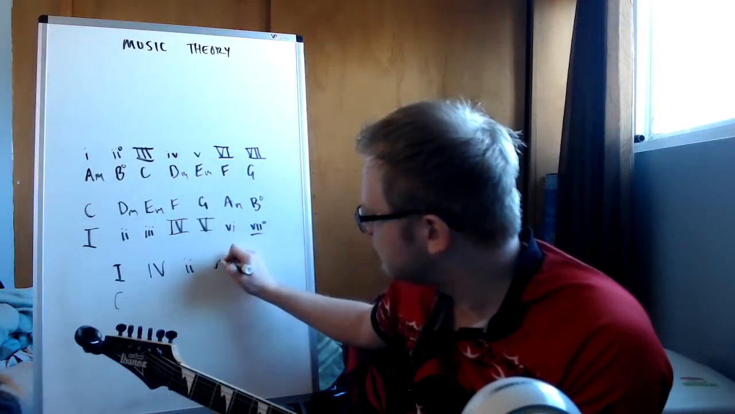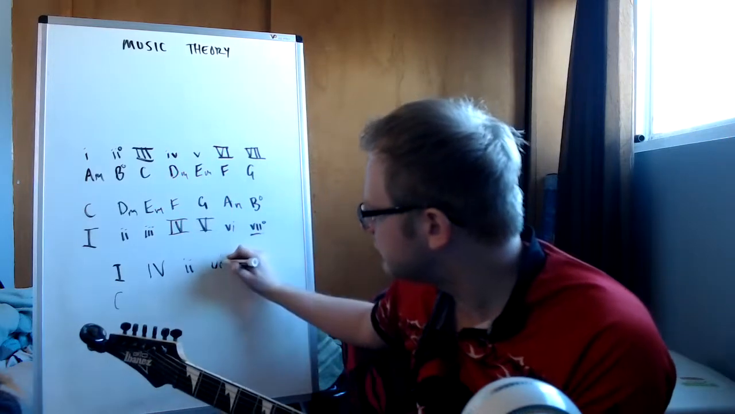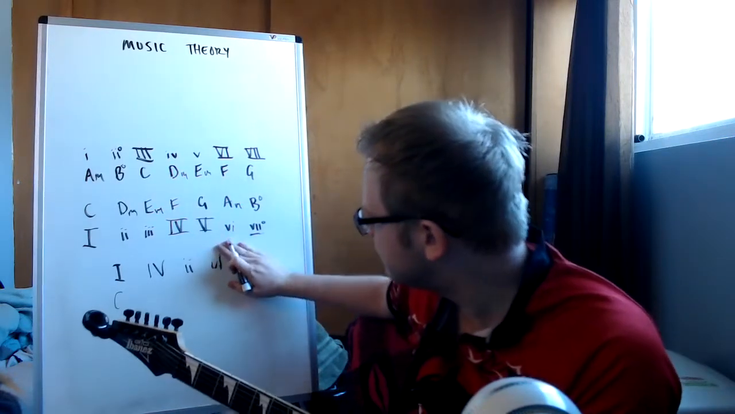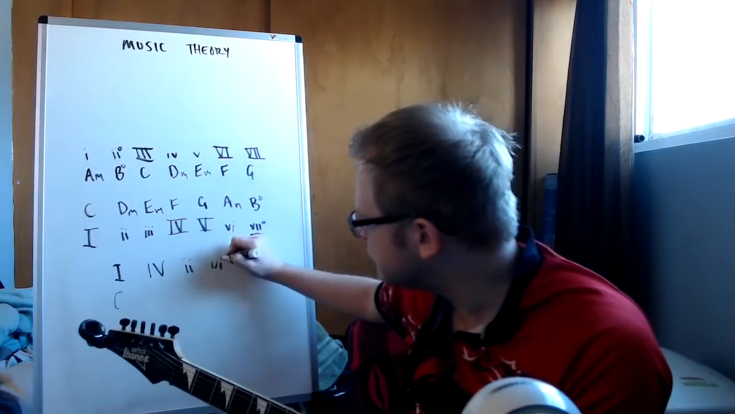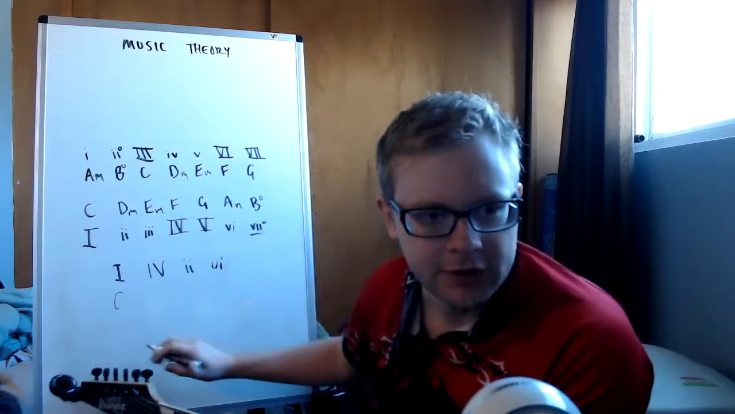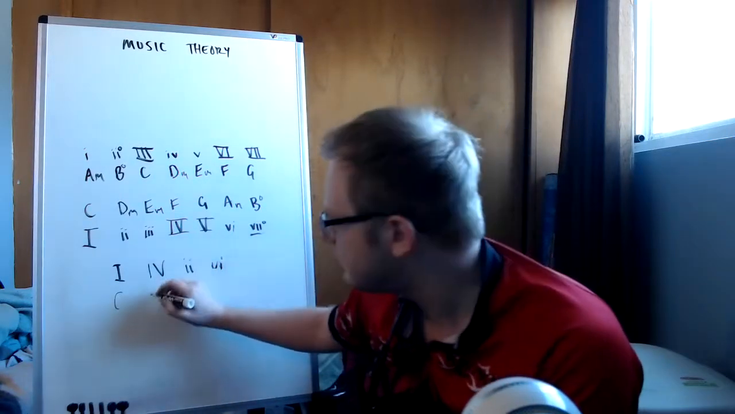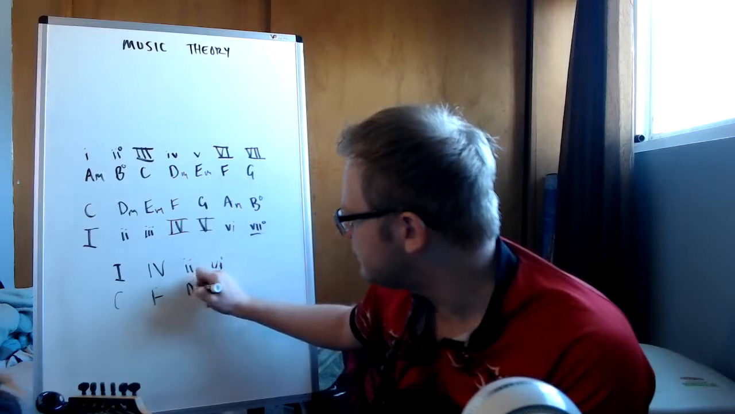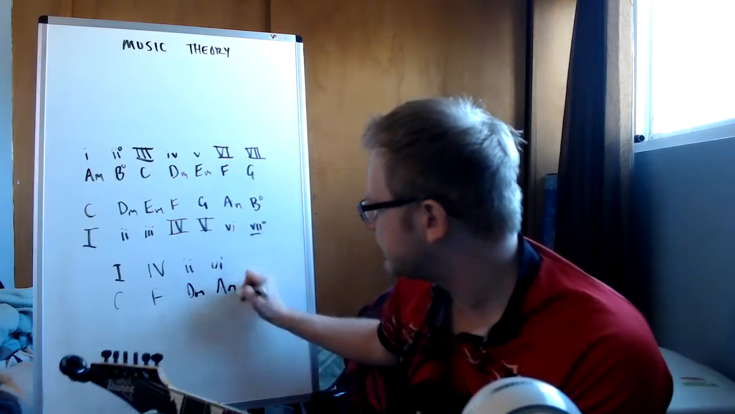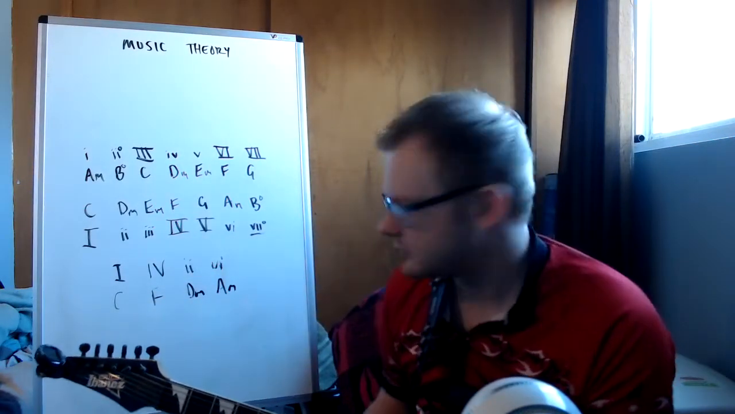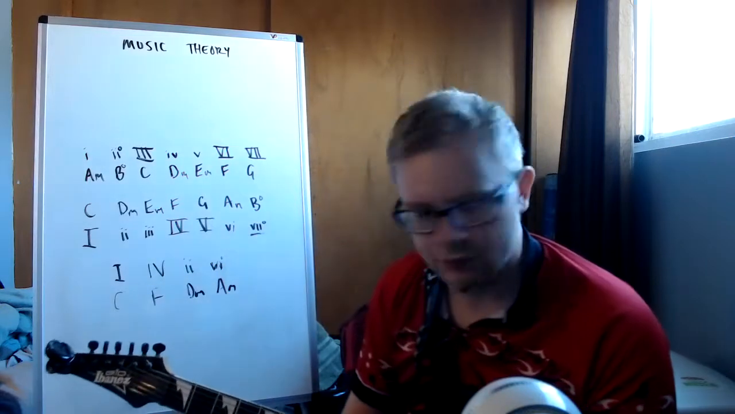Here I'll just end on a 6. Last time we ended on a 6, it sounded terrible. But this time, let's see if that changes. It might sound good this time. So, here we've got C, that's the 1, F, that's the 4. The 2 is D minor. The A minor at the end here. Okay. Let's just go and play through this.